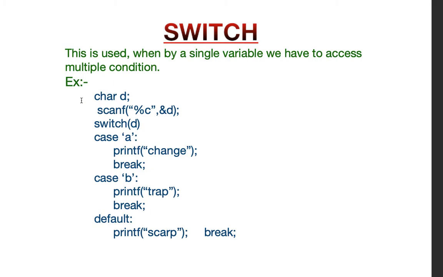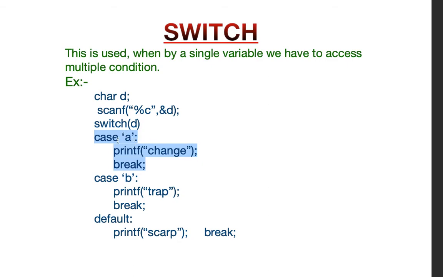Now here, take an example. I have taken a character variable, that is D, and scanned the input from the user. The major fault you did is put the address sign here. Now I switch with this variable D. Okay, and I have different cases. When the user presses A, then I want to execute this statement. Why have I written it in single inverted commas? Because I want to show you that this is a character.